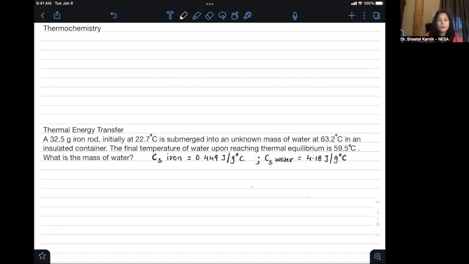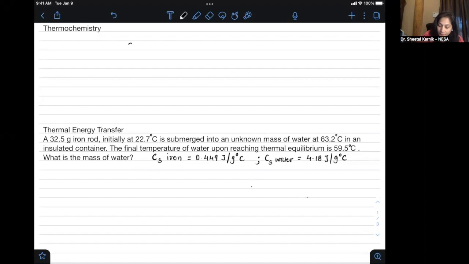When it comes to thermochemistry, some of the commonly asked questions are about heat energy transfer. So let's look into how to solve these questions. The questions are mainly about heat energy transfers, and these are the heat transfers between a system and a surrounding.